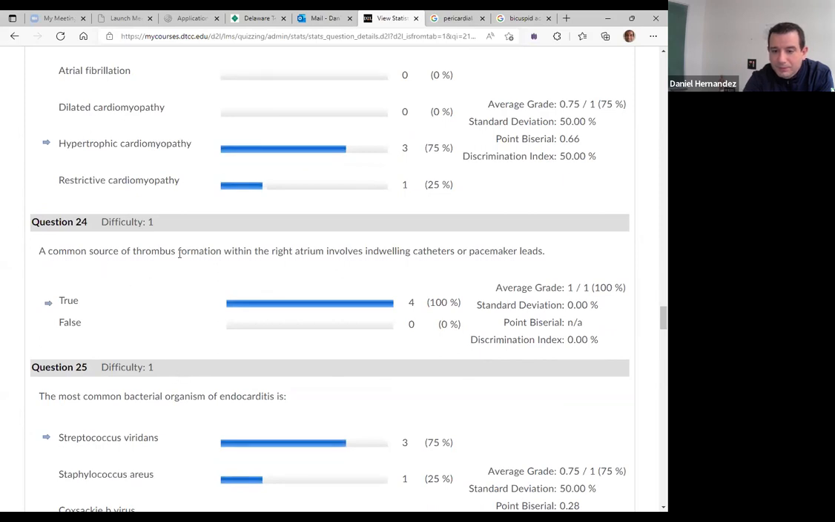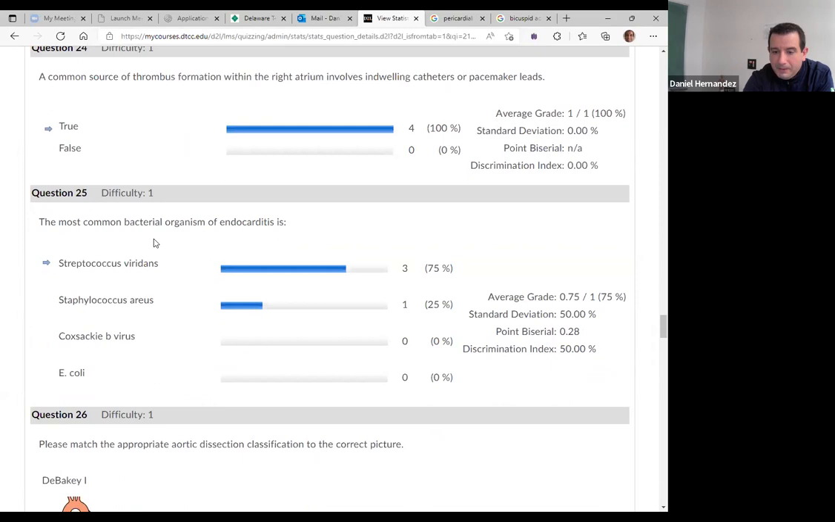A common source of thrombus formation in the right atrium involves indwelling catheters and pacemaker leads. That's true. The most common bacterial organism for endocarditis is Streptococcus viridans.